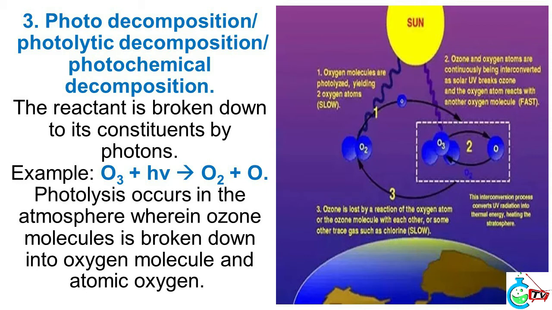3. Photodecomposition, photolytic decomposition, or photochemical decomposition. The reactant is broken down to its constituents by photons. Example, O3 plus hv yields O2 plus O. Photolysis occurs in the atmosphere, wherein ozone molecules are broken down into oxygen molecules and atomic oxygen.